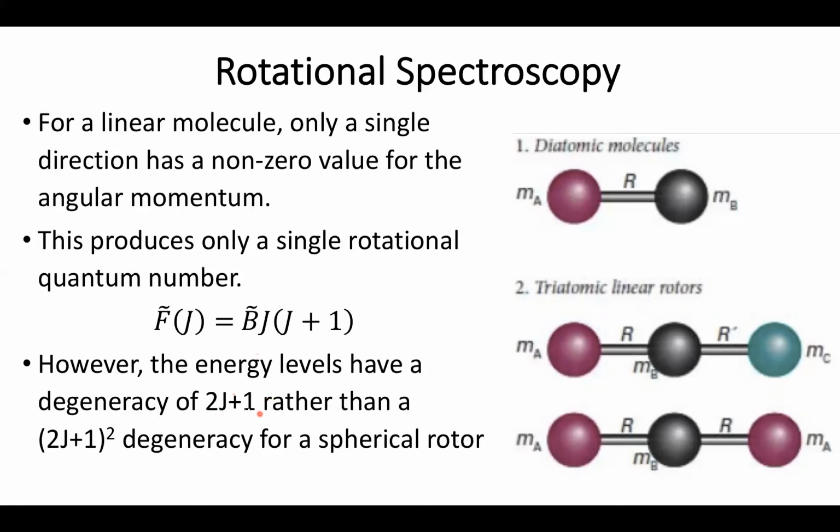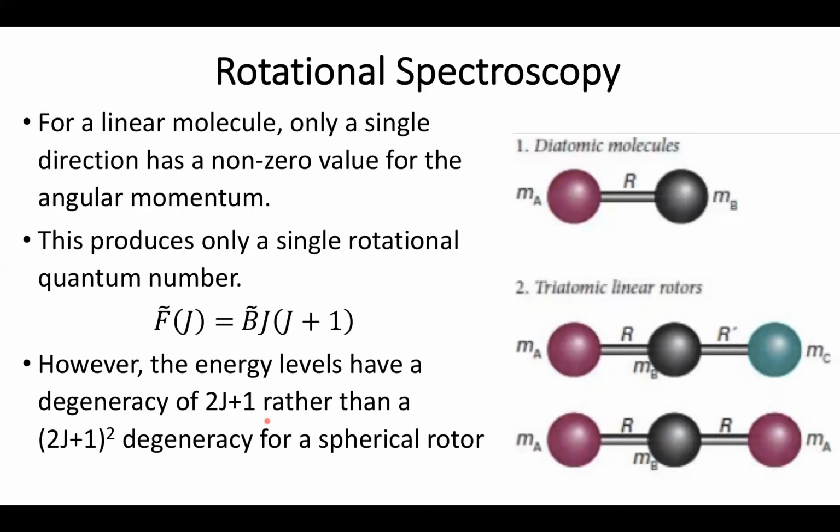However, this does actually change when we go to the spherical rotor, where it turns out we have (2J+1)² degenerate levels. So we'll have essentially the square of the number of degenerate levels that I have for a linear rotor. And when this actually comes into major play is with the intensity of signals.